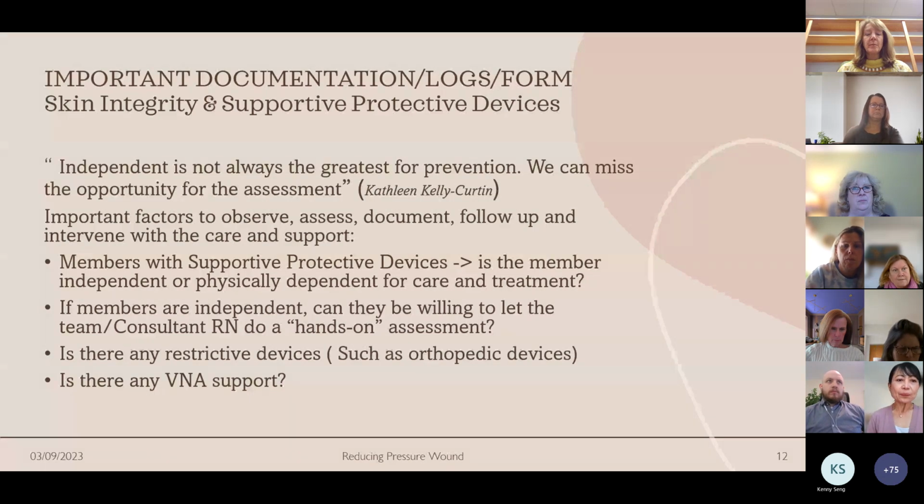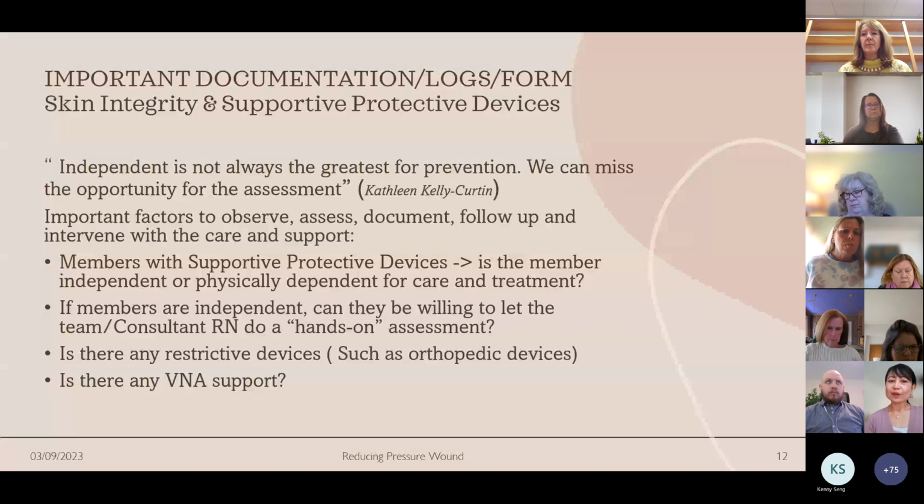Important factors to observe, assess, document, follow up, and intervene with the care and support of a member with supportive protective devices. Is the member independent or physically dependent for care and treatment? If members are independent, are they willing to let the team or a consultant RN do a hands-on assessment?